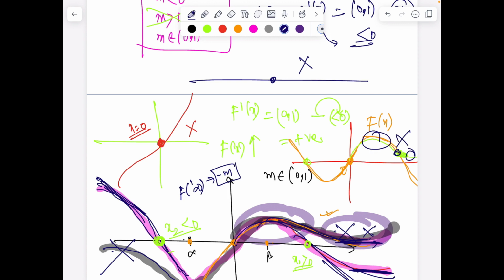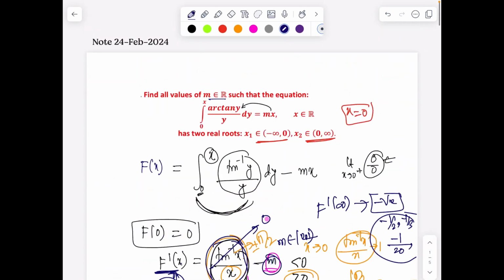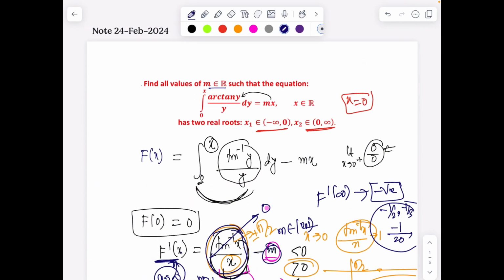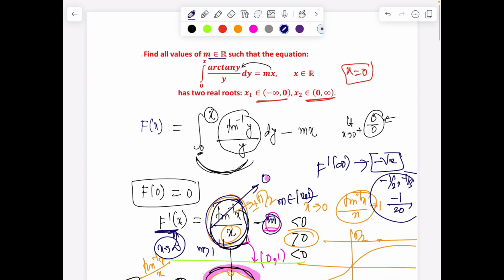Okay, this will be the nature. Now it cannot saturate, because the moment it saturates, we'll have some point of inflection over here, about which the concavity of the curve is changing, and that's not allowed. So hence 2 roots are guaranteed, even from the double derivative.